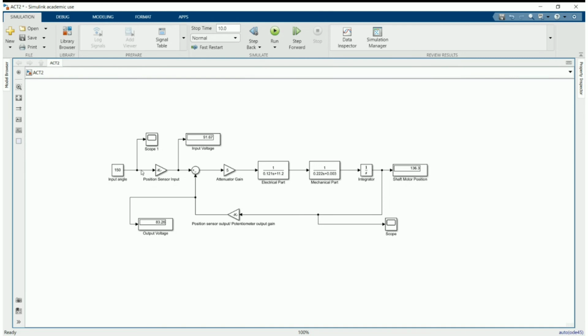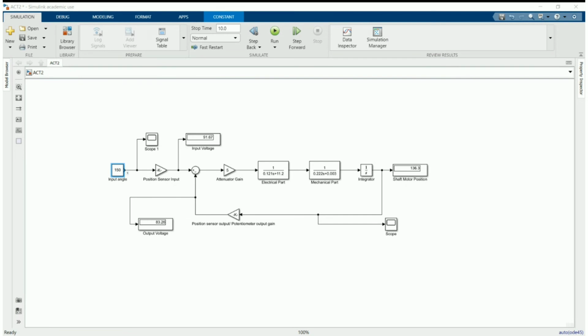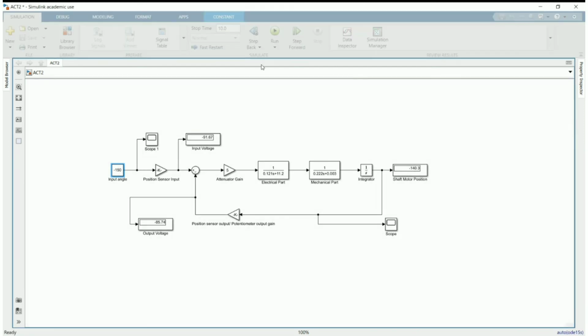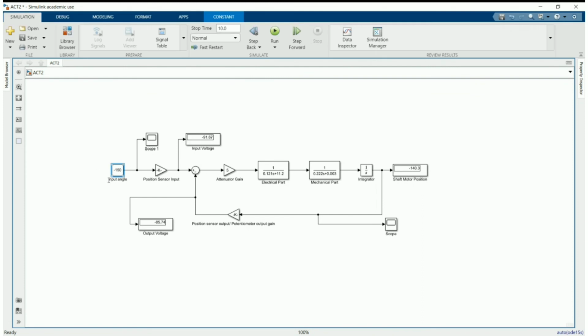Next we change the input angle to negative 150 at attenuator gain 5. Now we run it. This is the result when the input angle is negative 150 at attenuator gain 5. The input voltage we get is negative 9.167 volts, the shaft motor is negative 140.3, and the output voltage is negative 85.74 volts.